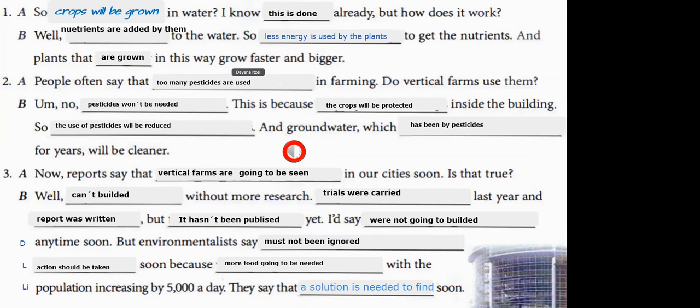3. Now, reports say that vertical farms are going to be seen in our cities soon. Is that true? Well, they can't be built without more research. Some trials were carried out last year and a report was written, but it hasn't been published yet. I'd say they're not going to be built anytime soon. But environmentalists say the situation must not be ignored, and action should be taken soon because more food is going to be needed with the population increasing by 5,000 a day. They say that a solution needs to be found soon.